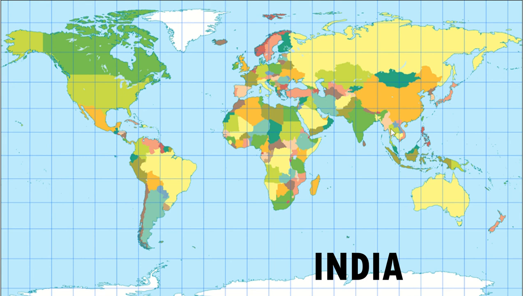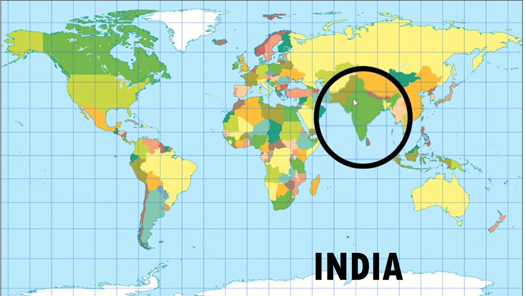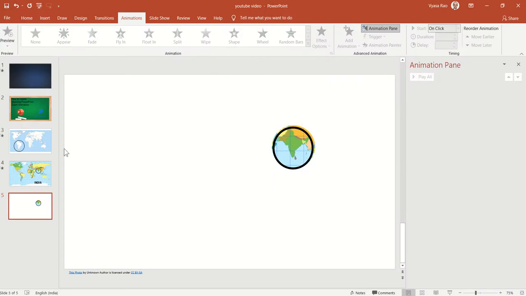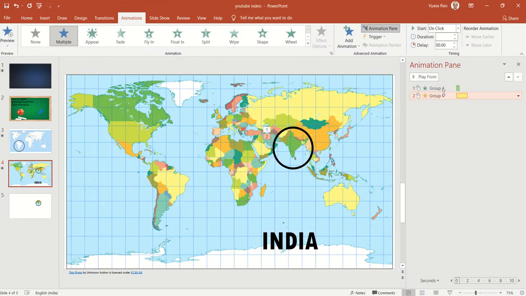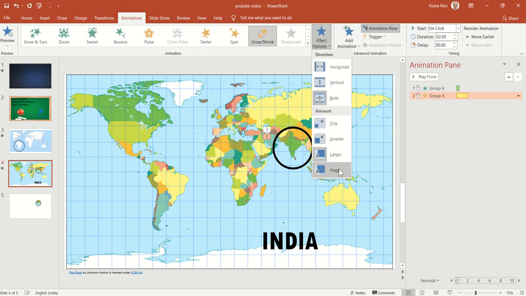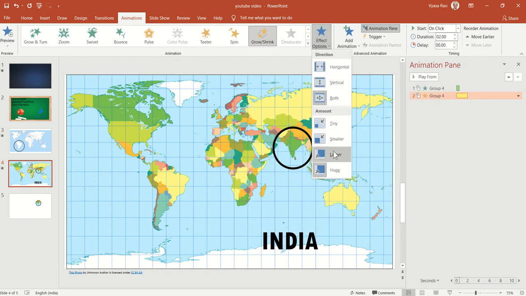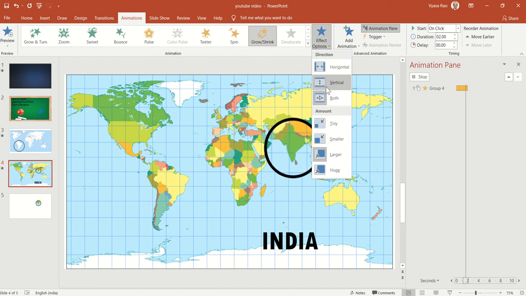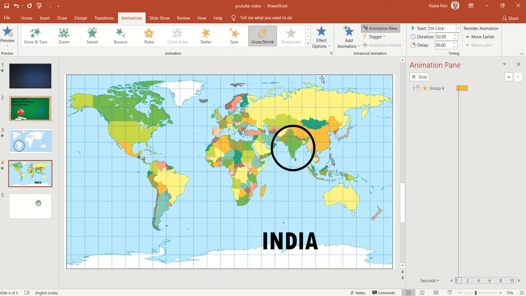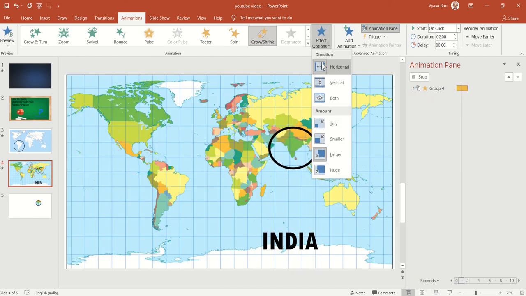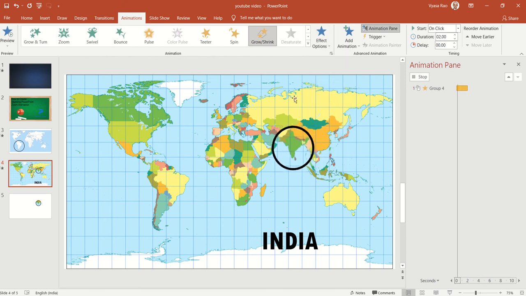Okay, so yeah, I want to show India. So first of all, this will come, and then it will get a little bigger. You can animate its size, the max size you want to make it to or show. You can make it even huge, but I'm keeping it large. And how you want it, horizontal, vertical, both, you can decide upon you.